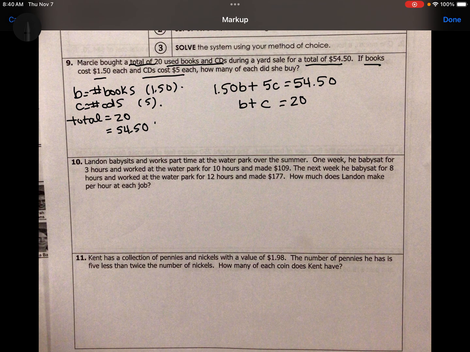All right, so what did he do? He babysat. So I'm going to do B for babysitting rate. Babysitting rate, like how much does he make per hour for babysitting? And then W for his water park rate.